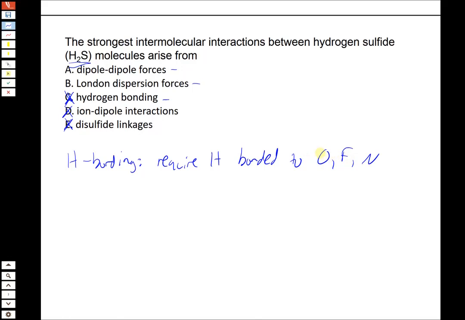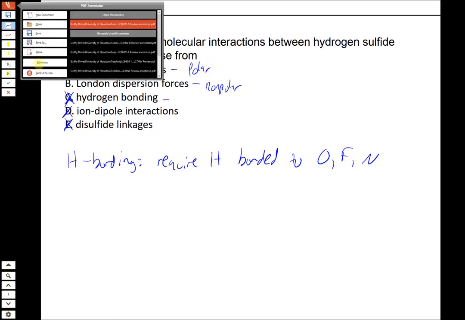So now you have to decide, is this molecule going to have London dispersion forces as the strongest force, or dipole-dipole forces, and that is going to come down to whether or not the molecule is polar. So when distinguishing between these two, London dispersion forces will be the strongest forces in a nonpolar molecule, and then dipole-dipole forces will be the strongest force in any polar molecule. So you have to decide if H2S is polar or nonpolar.